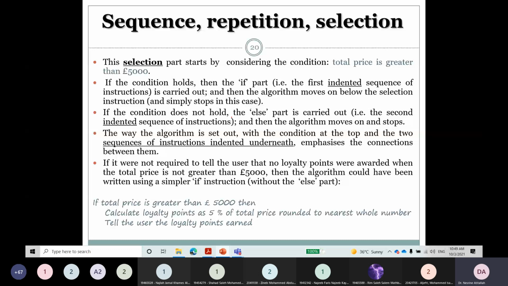Here, because we need to tell the user that there are no loyalty points earned, we use the else. Once we don't need to tell the user this remark, we only use the if clause. If the total price is greater than 5,000 pounds, you will calculate the loyalty and tell the user there is a loyalty point earned.